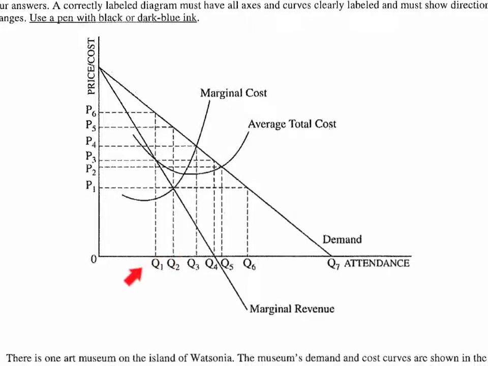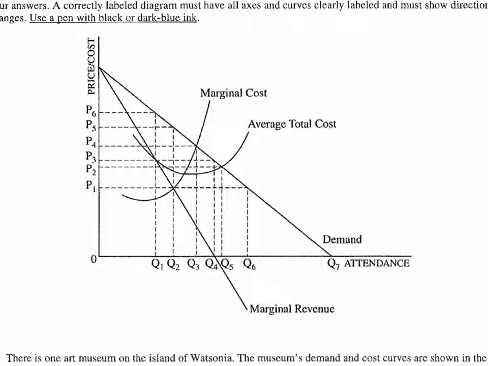When the attendance is Q1, is the demand price elastic, inelastic, or unit elastic? If I go to Q1 and I'm deciding if I produce this particular quantity, do I have elastic or inelastic? All I have to do is go up and see, is the marginal revenue at this quantity a positive number? If it is, this is the elastic portion of the demand curve. In fact, everything in this section right here is going to be elastic, all the way up until marginal revenue is 0.